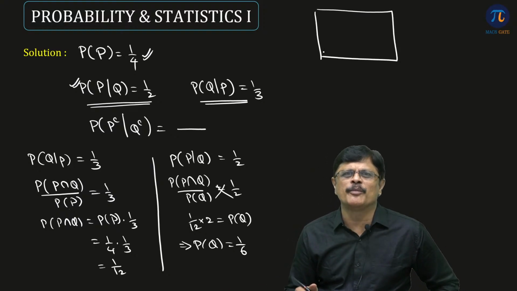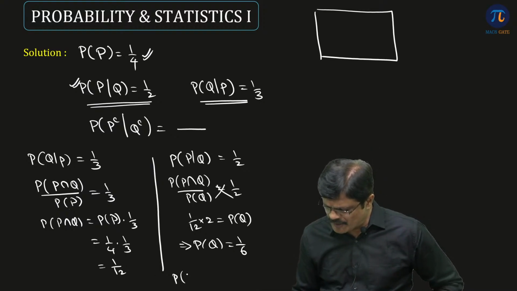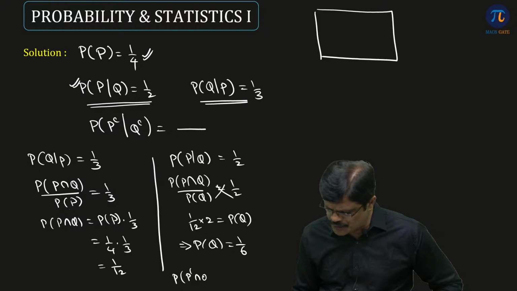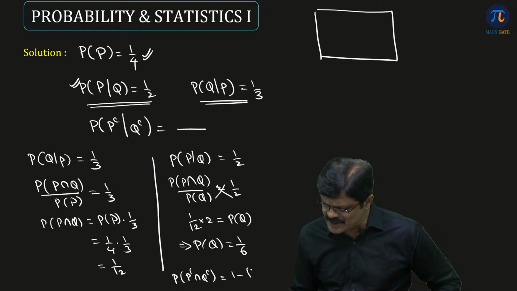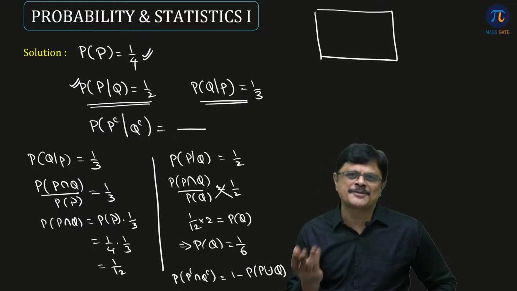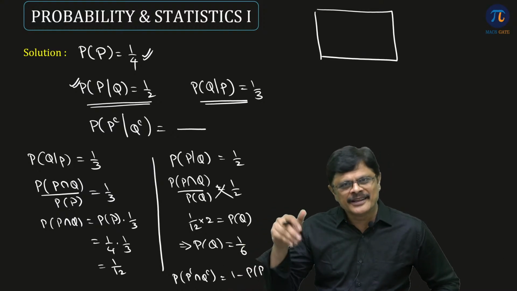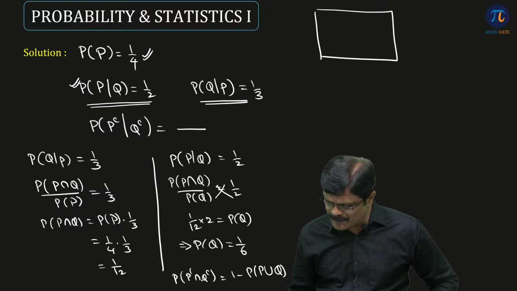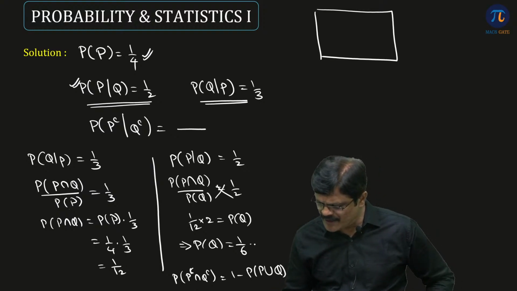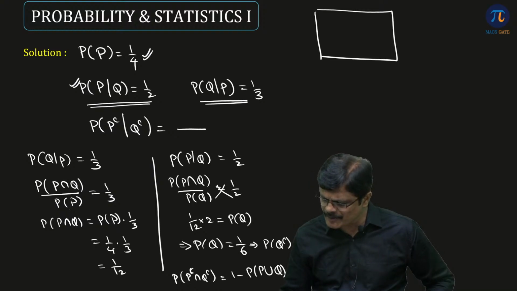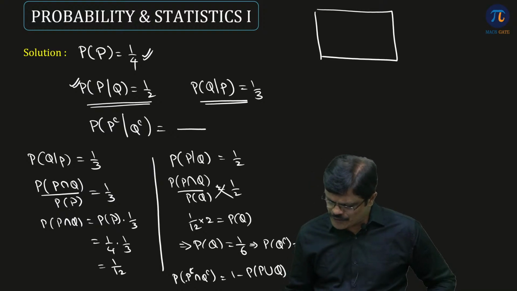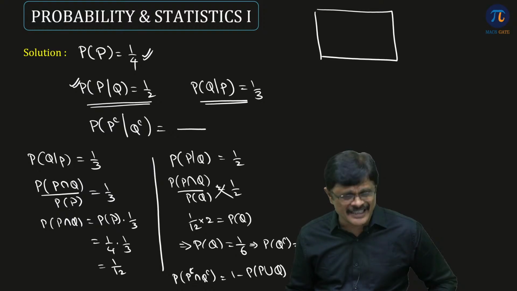Once you know all the probabilities, of course you can use a Venn diagram, or you can continue with this method. If you want, you can use this formula. What is probability of P complement intersection Q complement? It is nothing but 1 minus probability of P union Q. And what is probability of P union Q? Probability of P plus probability of Q minus probability of P intersection Q. That way also you can try. From this you get probability of P complement intersection Q complement, and from this you get probability of Q complement. What is probability of Q complement? 1 minus 1 by 6, which is 5 by 6. So this gives you probability of P complement intersection Q complement, and this gives you probability of Q complement.